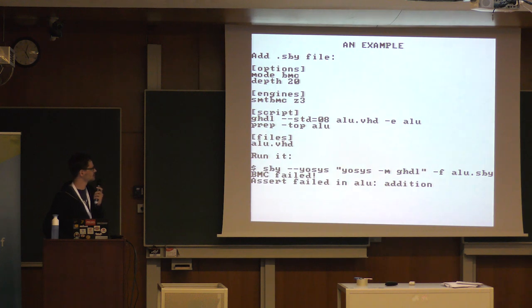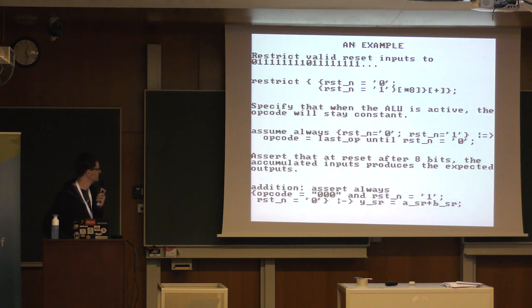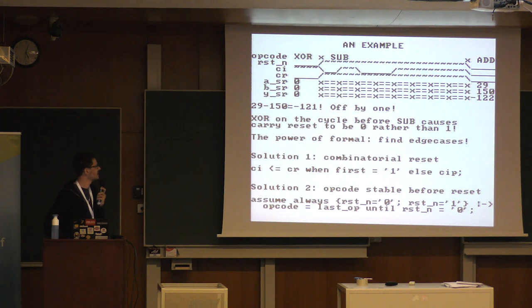It's noteworthy here that you should either provide std08 to embed your PSL or provide a PSL flag to use it as comments. And when you run it with the SBY file, you need to set Yosys to include the GHDL module, otherwise you can't use the GHDL command in the SBY file. But as you can see here, we have a bug, because the assert failed, and it tells you which assertion failed as well, if you provide a label in front of it, like I did here, addition. And here you can see the trace that it generates for the failed case.